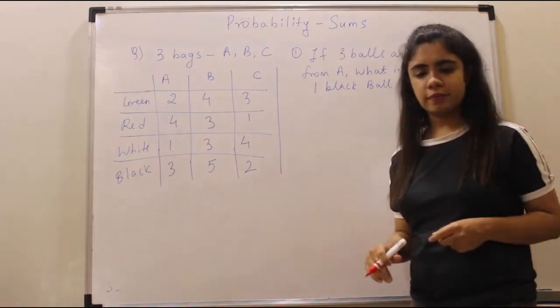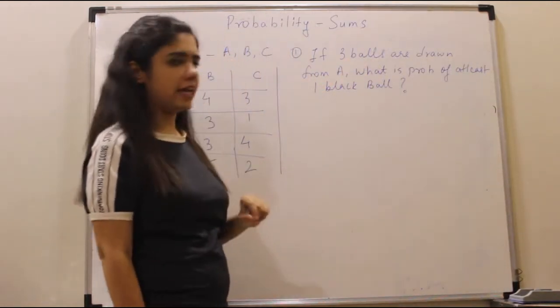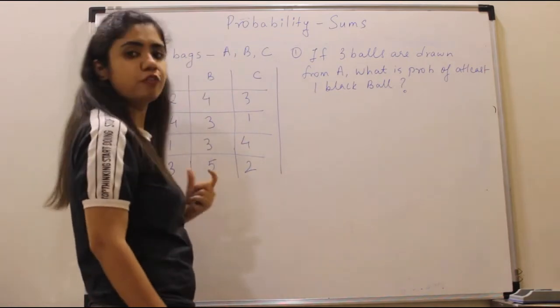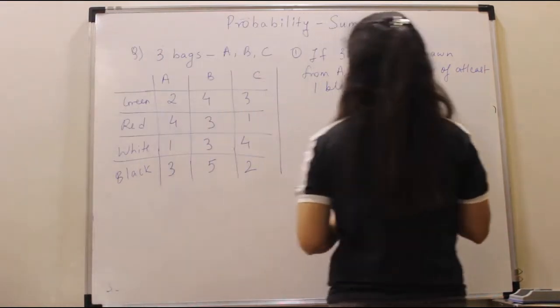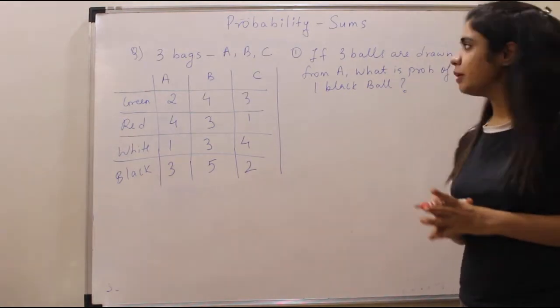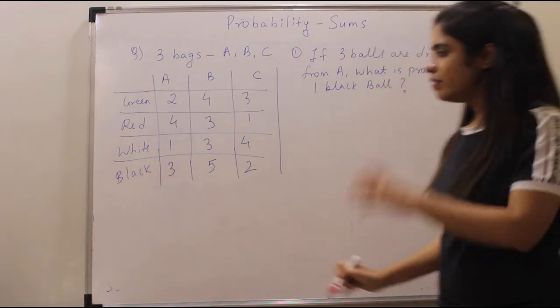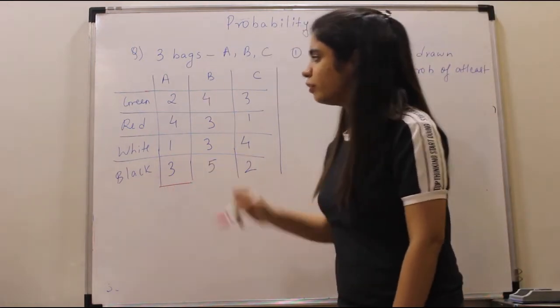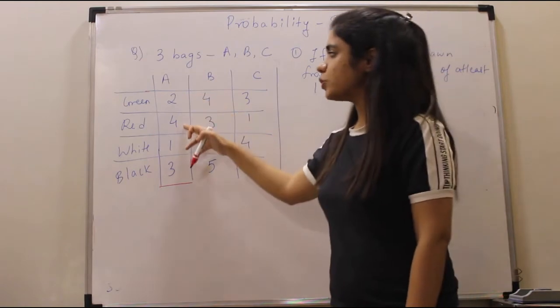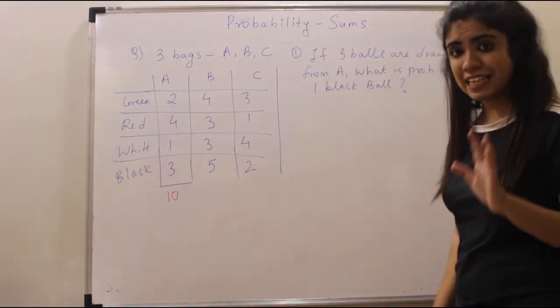Now what does the question say? Let's observe the question. If 3 balls are drawn from A, what is the probability of at least 1 black ball? Now we'll find out A has a total of how many balls? 4 plus 2 is 6, 7 and 3 is 10. So A has 10 balls.